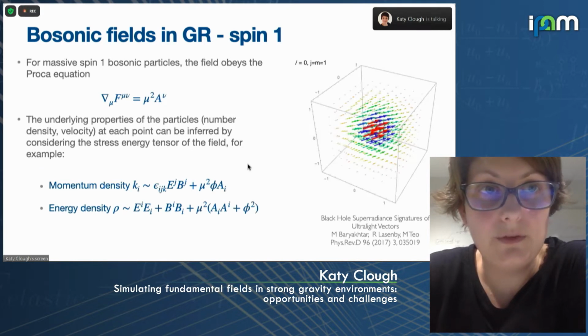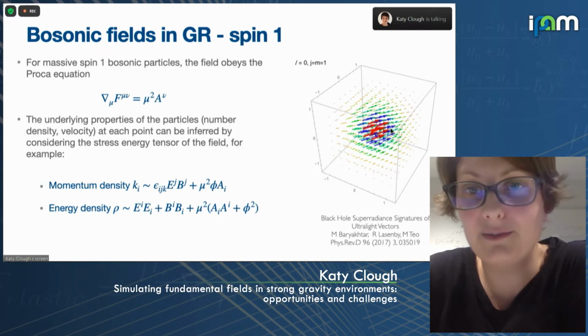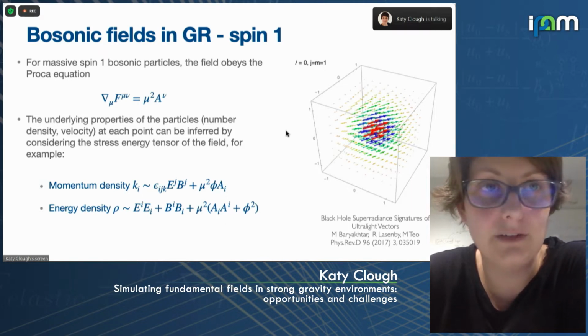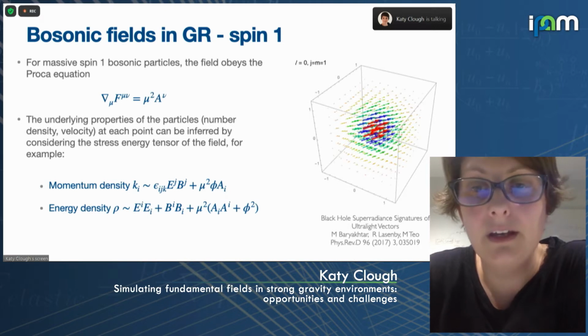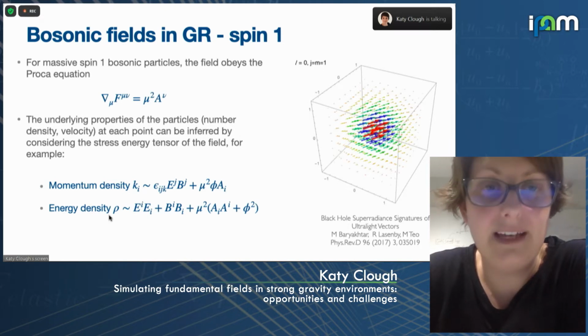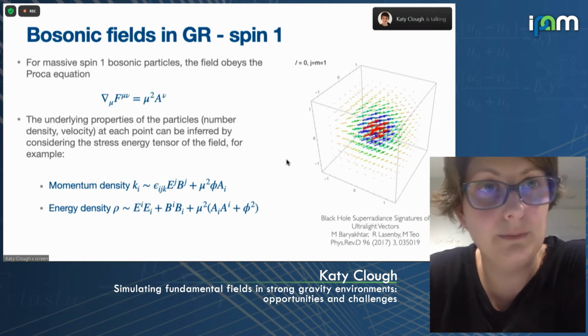I said I will also talk about vector fields. For spin one fields, the field obeys the Proca equation. So it's essentially electromagnetism, but where the field has a mass. Again, you can work out the underlying properties of the particles, but it's a little less obvious from these expressions and from looking at the configuration of the vector field to try and extract them. But nevertheless, you can easily solve these equations and recover the physical measurable quantities.